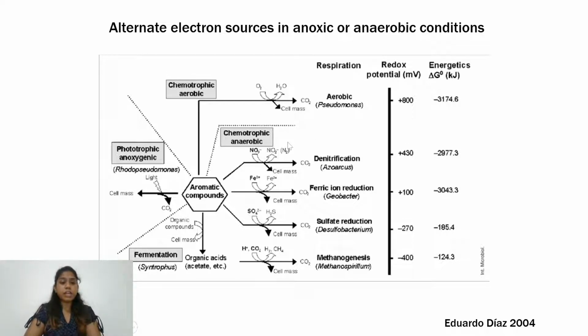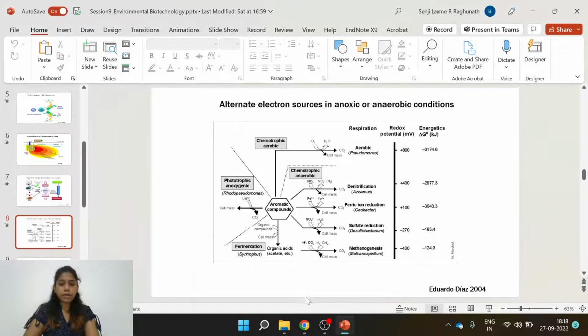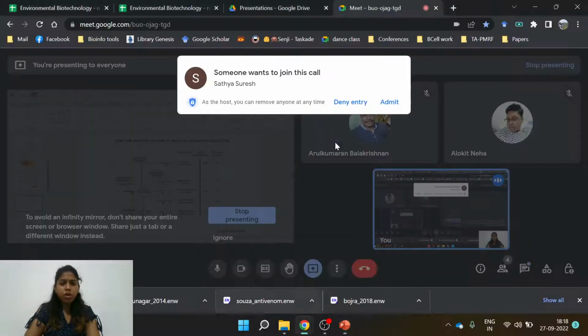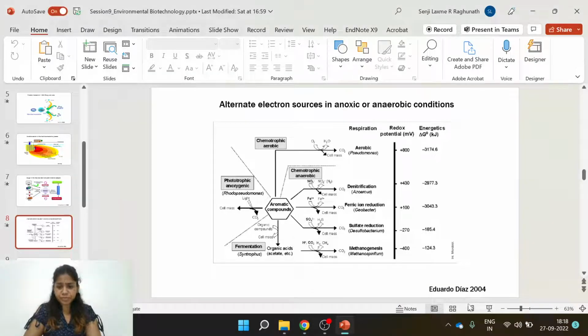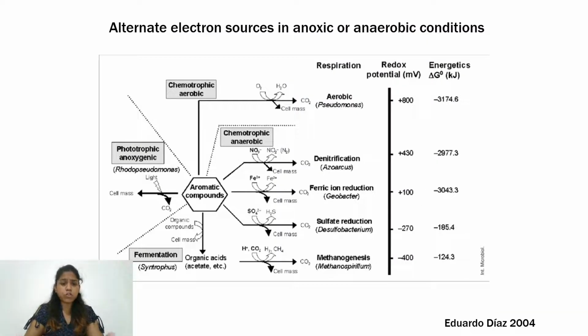And here, depending on what the electron acceptor and the electron donor source is, it will be either aerobic or anaerobic, or it could be phototrophic or chemotrophic, and fermentation processes, and so on. So these are the different processes that can happen, and for each process different microorganisms are associated.